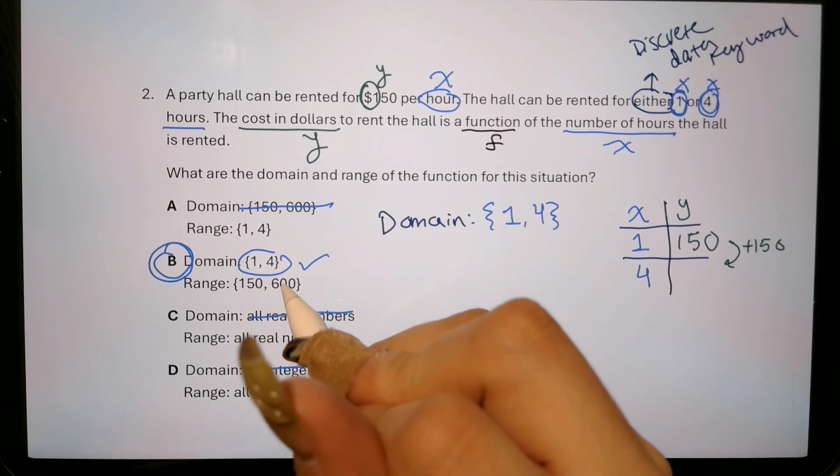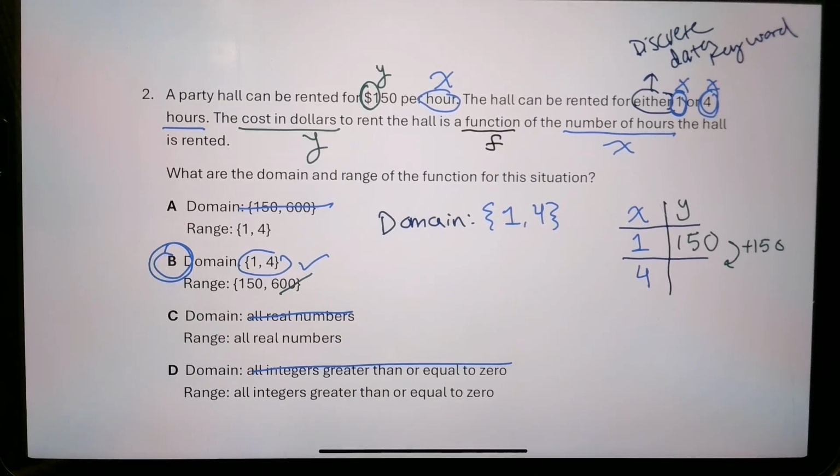My bad. I'll fix it for y'all. But yeah, it would be B. I'll fix it for y'all though. Okay, let's go to the next one.